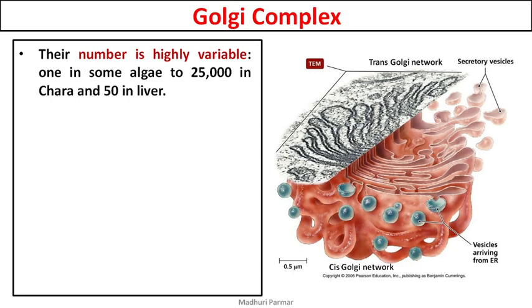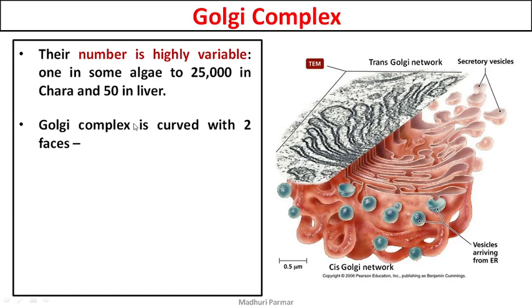It can be one in some algae, in some algal cells, especially unicellular algae, you can have only one Golgi complex. While in some others, like Chara, which is also an alga, you can find up to 25,000 dictyosomes or Golgi complexes, this many. And if you talk about hepatocytes, which are your liver cells, you have 50 in your liver.